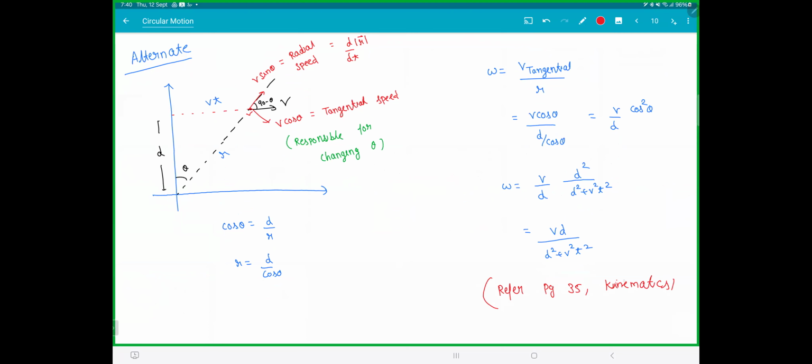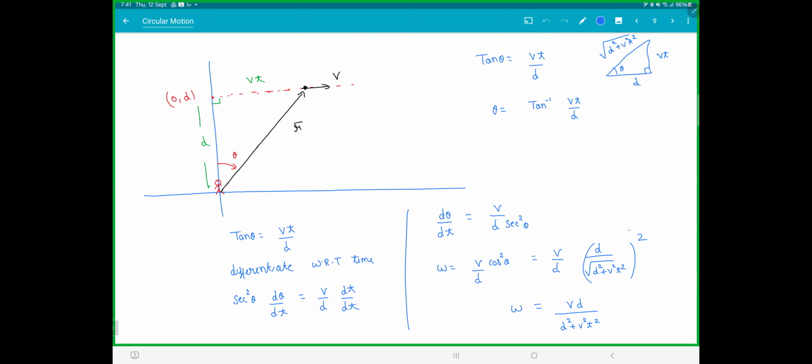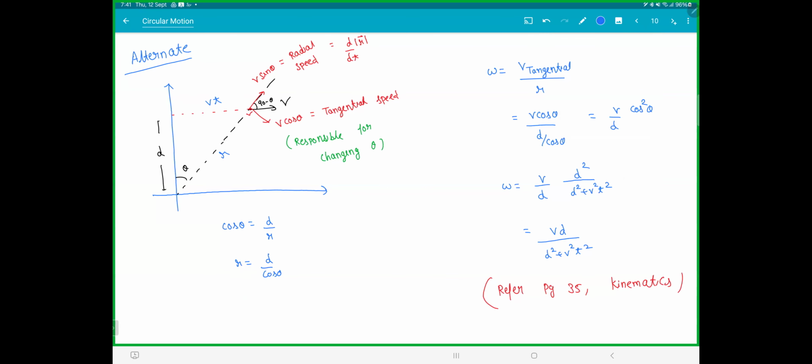This is how you'll be learning. You'll be keeping going front, back, we'll keep jumping. So in kinematics, we ignored that v cos theta in this case. So clear, everyone? So there are two ways you can do. Both are right. Which one was convenient? Let's see one more.